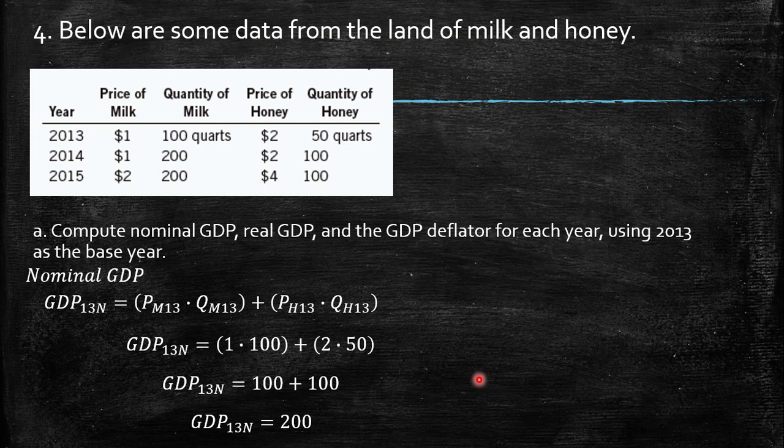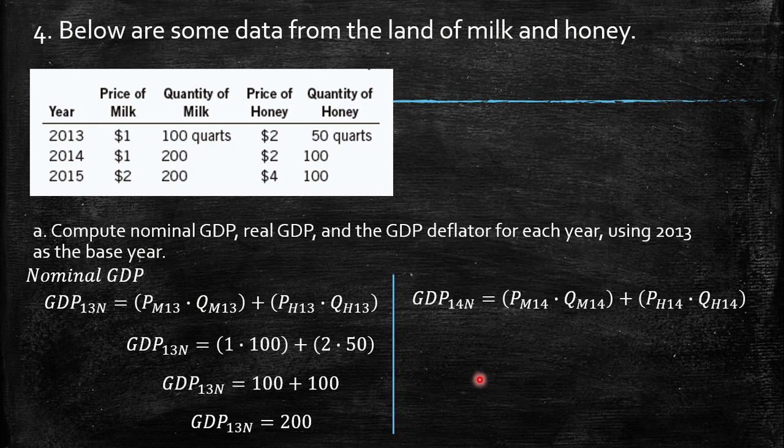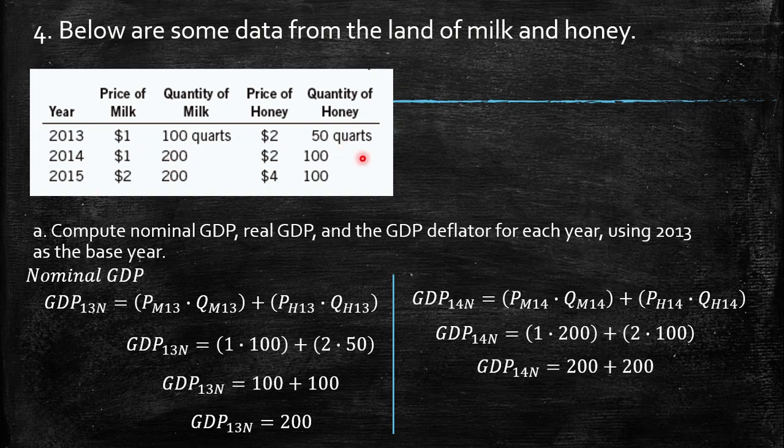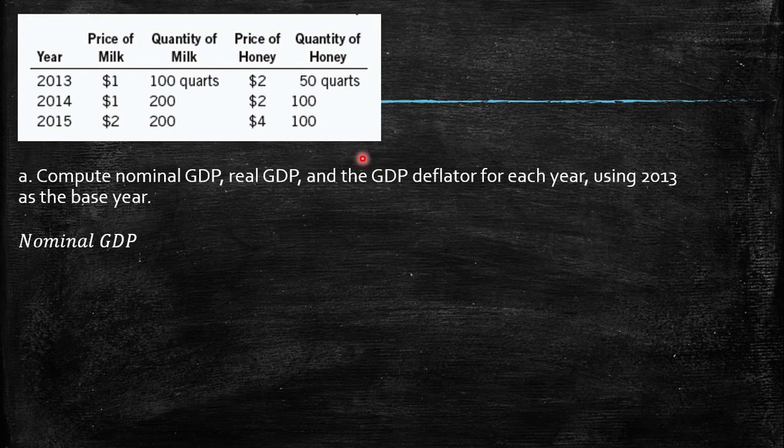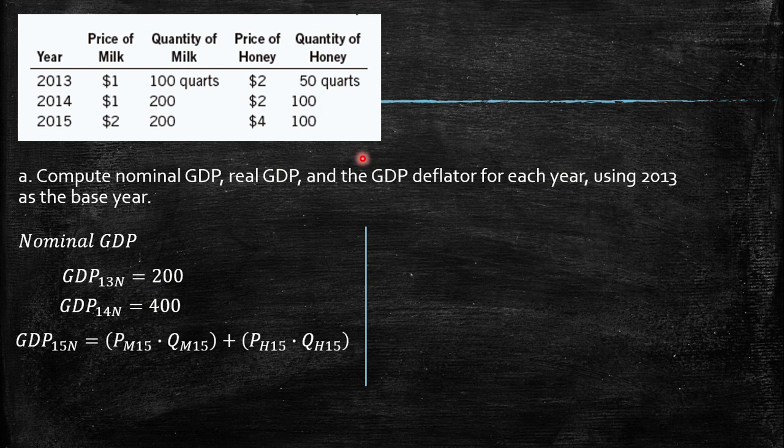So the nominal GDP for 2013 should be 200. What about 14? Exactly the same. We value everything in 2014. Then we have 1 times 200 plus 2 times 100. At the end, we end up with 400 for nominal GDP in 2014. Then for nominal GDP, we already have this one, 200 and 400.